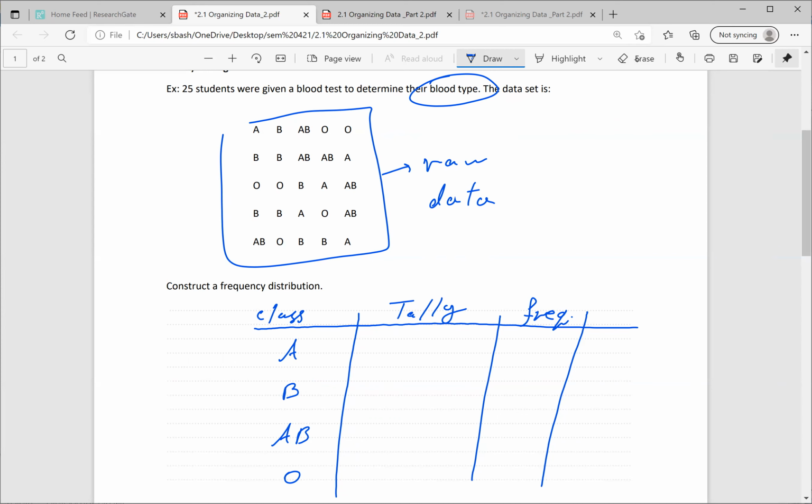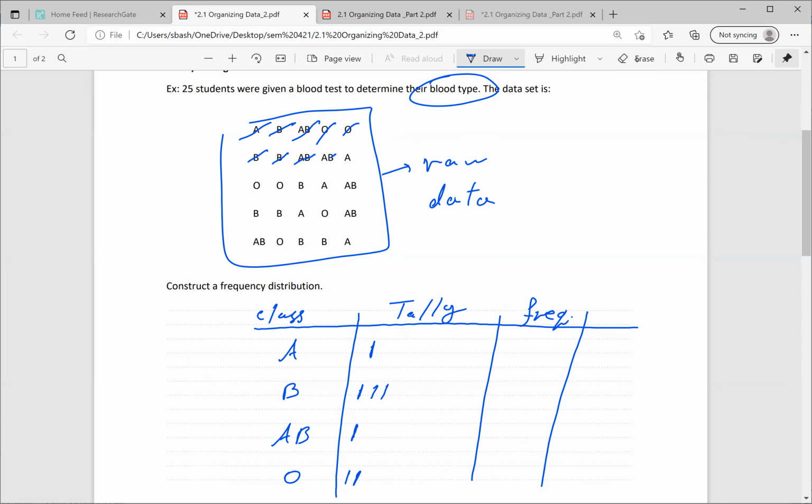I will not count A separately, or B or AB. I'm going to go through this one by one. So the first one, A, I will cross out A and I will put one bar beside the class A. Second one, B, will be one bar for B. AB, that will be one bar for AB. O and another O, because they are just beside each other, two bars. Then I have B and B, so two bars for the class B.